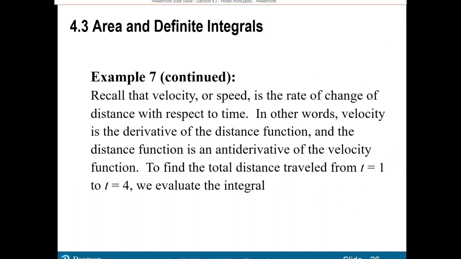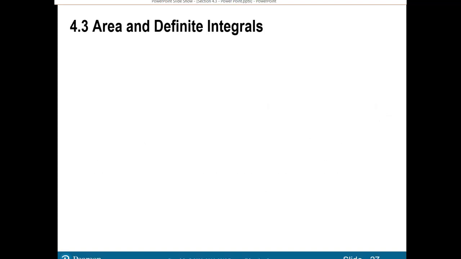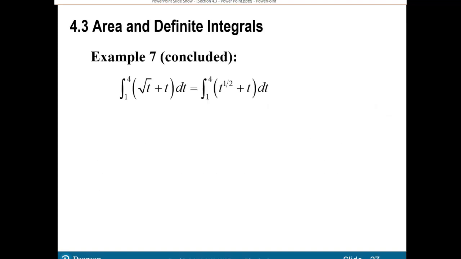All right, so remember that velocity or speed is the rate of change of distance with respect to time. In other words, velocity is the derivative of your distance function. And the distance function is the antiderivative of the velocity function. So to find total distance traveled between 1 and 4, we evaluate the integral, square root of t plus t, between the values of 1 and 4. So we integrate velocity between 1 and 4 to find position.